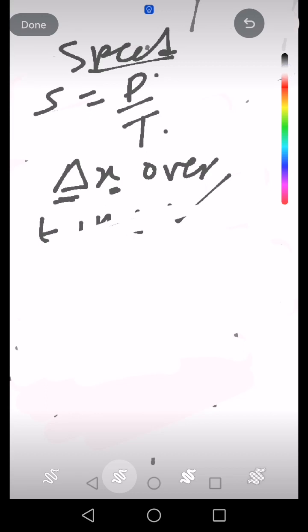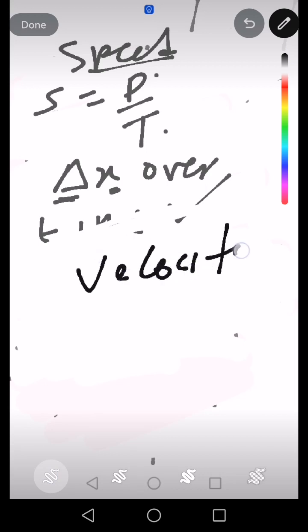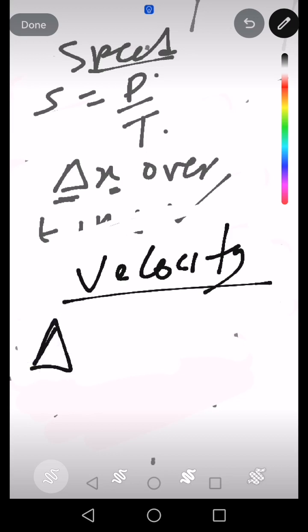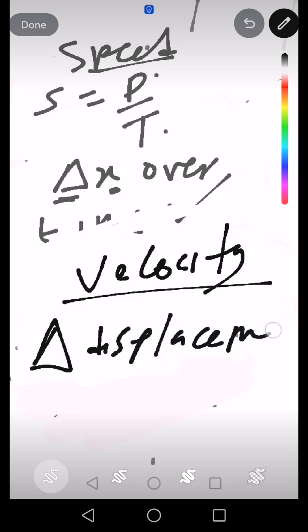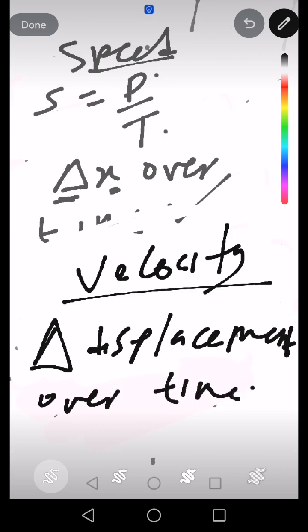So this is interlinked. Velocity is just the change of displacement. So the change of displacement per time, that is what we are calling velocity, because this is a vector quantity. Velocity is a vector quantity. Displacement over time, that's all. Yes.